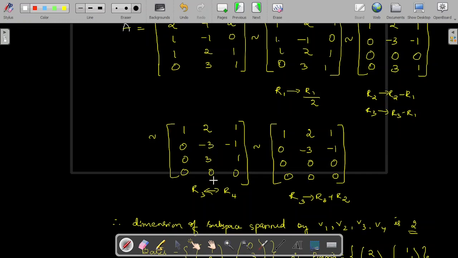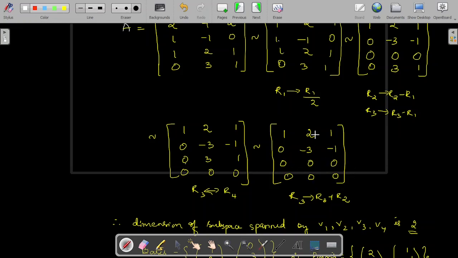The elements below them must be 0. So here 1, 2, 1, 0 minus 3 minus 1, no change in the first and second row. The third row I will change as R3 changes to R3 plus R2. So 3 minus 3, 0, 1 minus 1, 0. So these two rows will become 0.